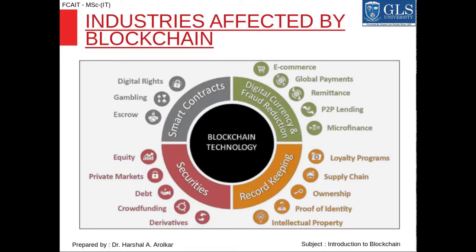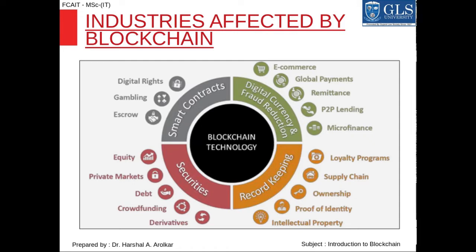Okay, so let's have a look at the industries that might be affected using blockchain. We'll start with smart contracts. In smart contracts, you may have digital rights, gambling, escrow as the entities which will be using blockchain. It may be used in digital currency and fraud reduction. It can be used in e-commerce, global payment, remittance, P2P lending, microfinances. In record keeping, it can be used for loyalty programs, supply chain, ownership, proof of identity, or intellectual property. And in securities, it can be used in derivatives, crowdfunding, debt management, private markets, or equity.